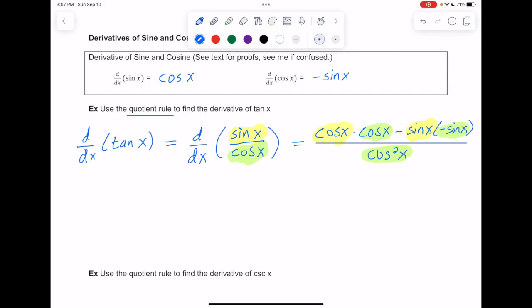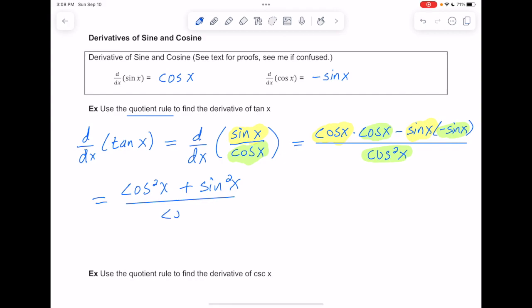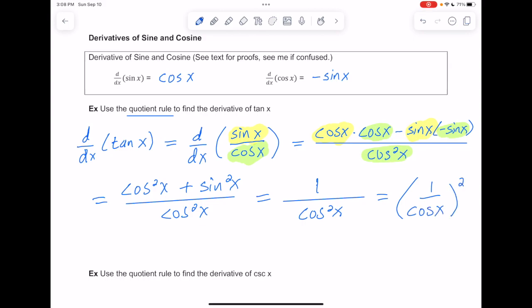All right, so let's simplify that now. So we have up top a cosine squared x, and two negatives make a positive, and we get sine squared x, and all of that is over cosine squared x. So one of your trig identities that you'd want to remember is cosine squared x plus sine squared x is equal to 1. So using that identity, I can replace the numerator with a 1, and I just have cosine squared x in the denominator. So I have 1 over cosine of x squared, but 1 over cosine is secant, so that's secant of x squared, or secant squared x.